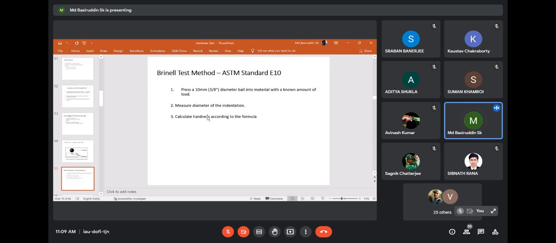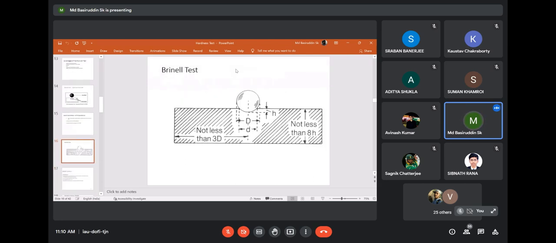For measuring the hardness following the Brinell test, the detailed testing procedures are available in the ASTM E10 standard. So if you want to study these things in detail, please follow this standard and read it.